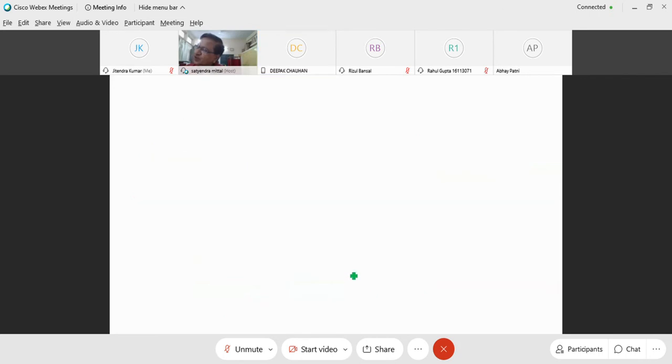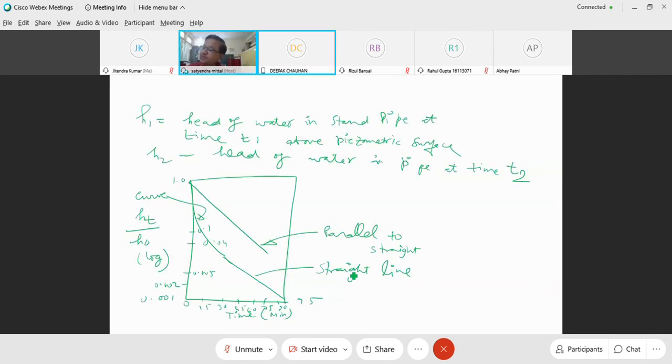Parallel to straight line portion. Now, at different time intervals, what you do, you just draw a line. Let us say it is T1. Say it is 19 minutes.